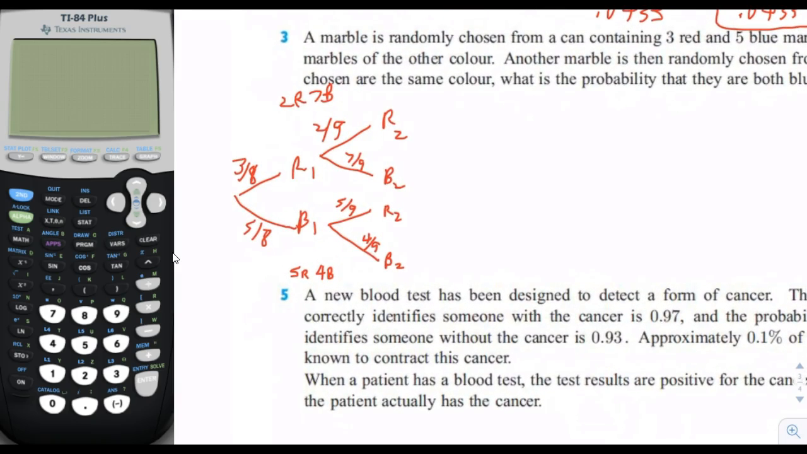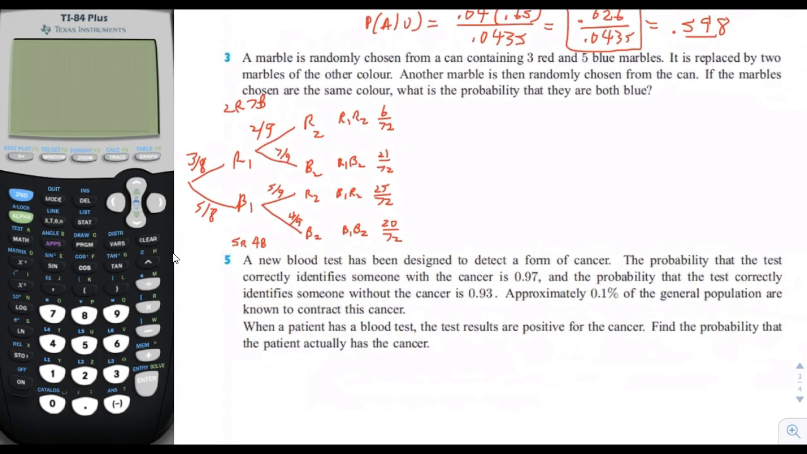So the probability of each one of these happening, like for example, red 1, red 2, the probability of that happening would be 6/72. The probability that we would have red 1, blue 2 would be 21/72. The probability that we would have blue 1, red 2 would be 25/72. And the probability that we would have B1, B2 would be 20/72. Okay. So let's see what they want to ask us.